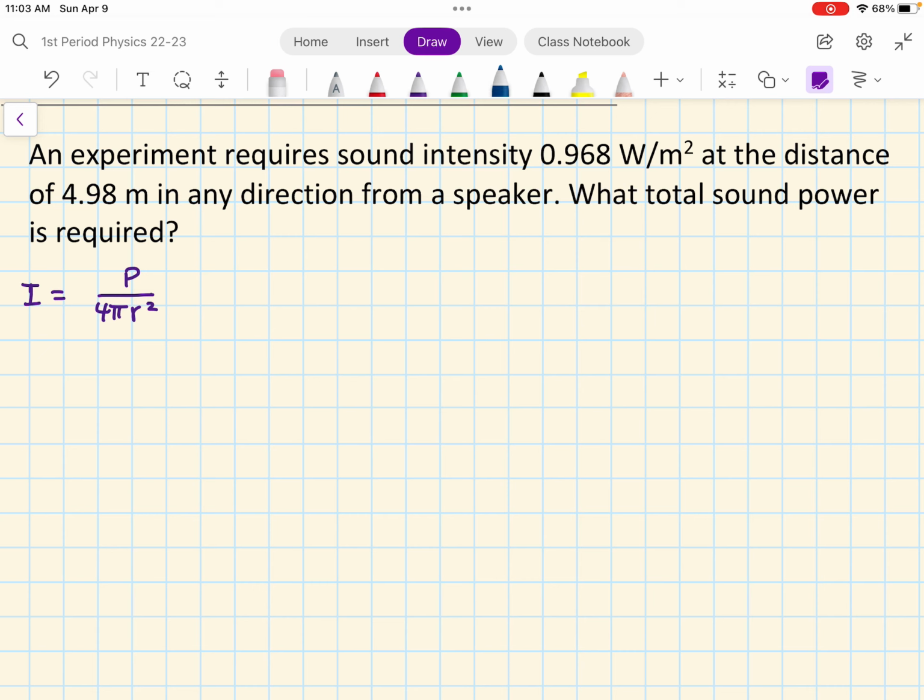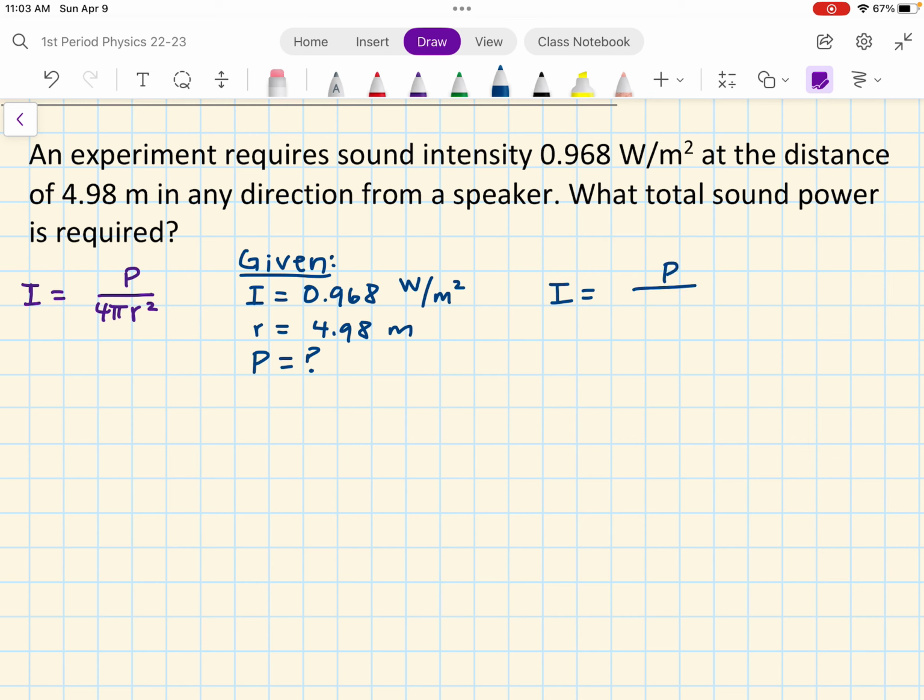Let's write down the given. We were given sound intensity 0.968 watts per meter squared. And then we were given the radius, as we said, 4.98 meters. And we need to find power. Power equals question mark.